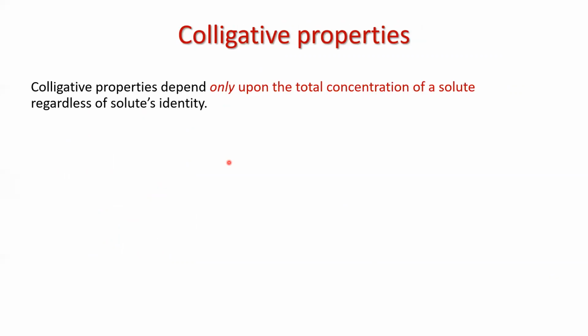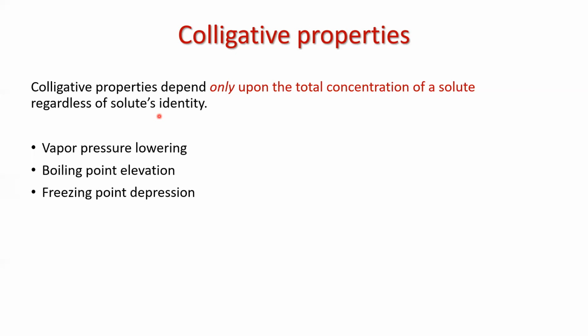All right, now we're going to get into colligative properties. Before we talk about specifics, we're going to be dealing with calculations for concentrations. When we look at colligative properties, they are properties that depend only on the concentration of the solute. How much solute is dissolved in the solution? It doesn't matter what the solute actually is. So vapor pressure is a colligative property. Boiling point is a colligative property. Freezing point is a colligative property.